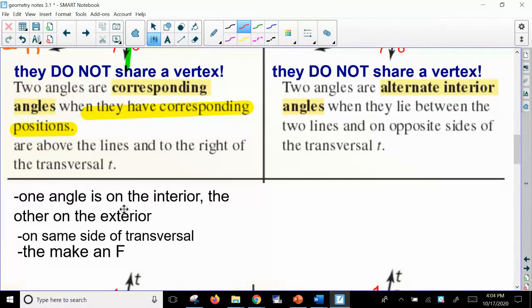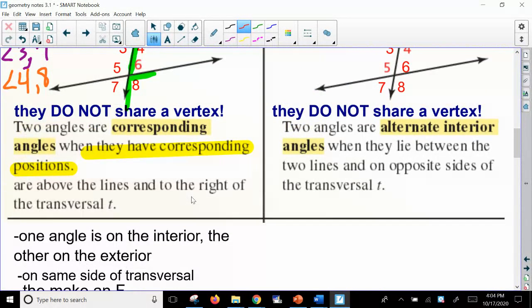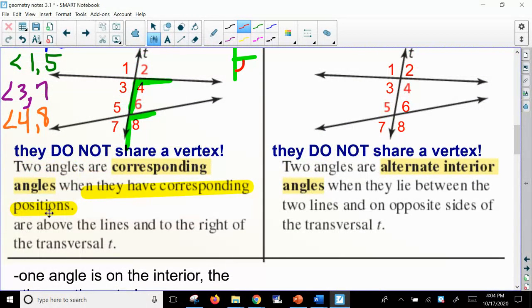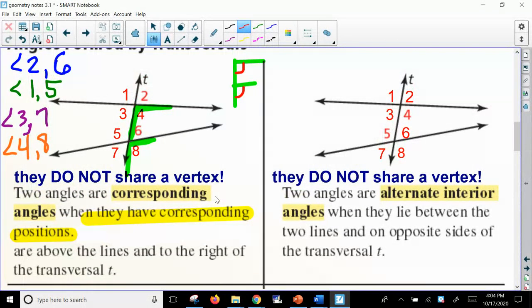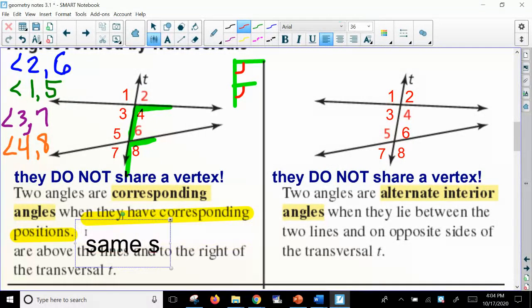Okay? On this, one angle is on the interior, one is on the exterior. They're on the same side of the transversal. They make an F. Or your book said they have corresponding positions. They're in the same spot. So corresponding positions, that means same spot.